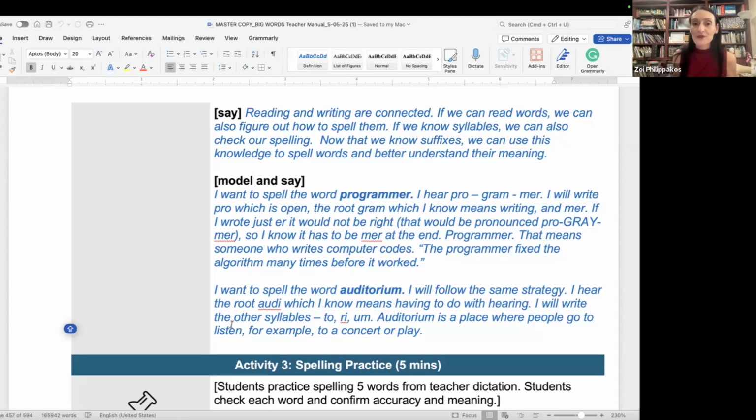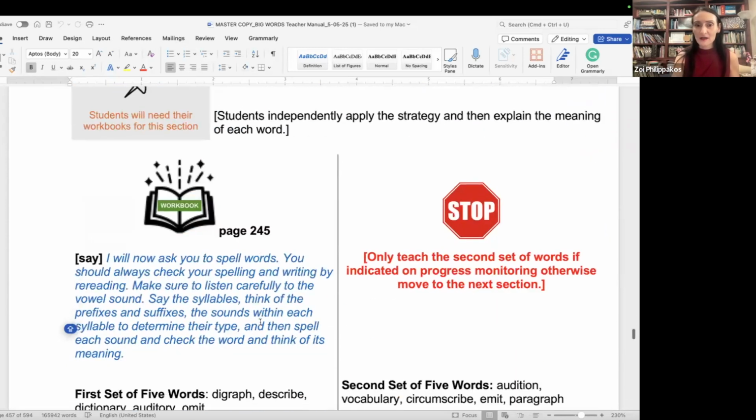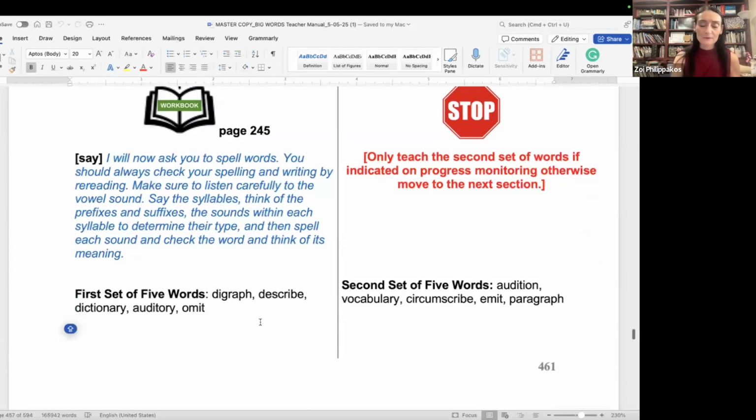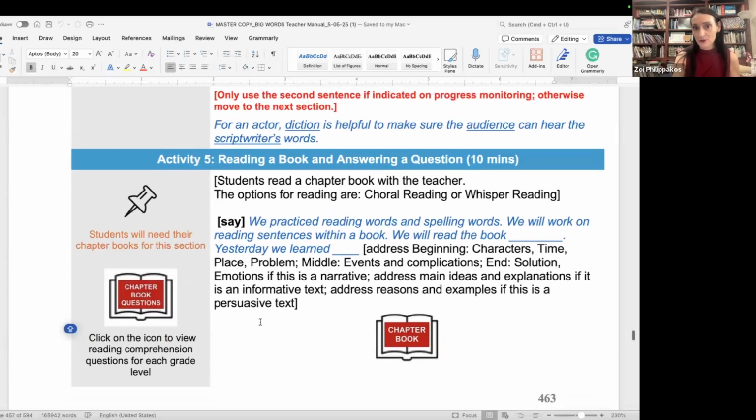So programmer, that means someone who writes computer codes, programs codes, he's writing codes. The programmer fixed the algorithm many times before it worked. And then the teacher will continue with the word auditorium with the same way and same way of working. Finally, they will work on dictation and on the reading of the words.